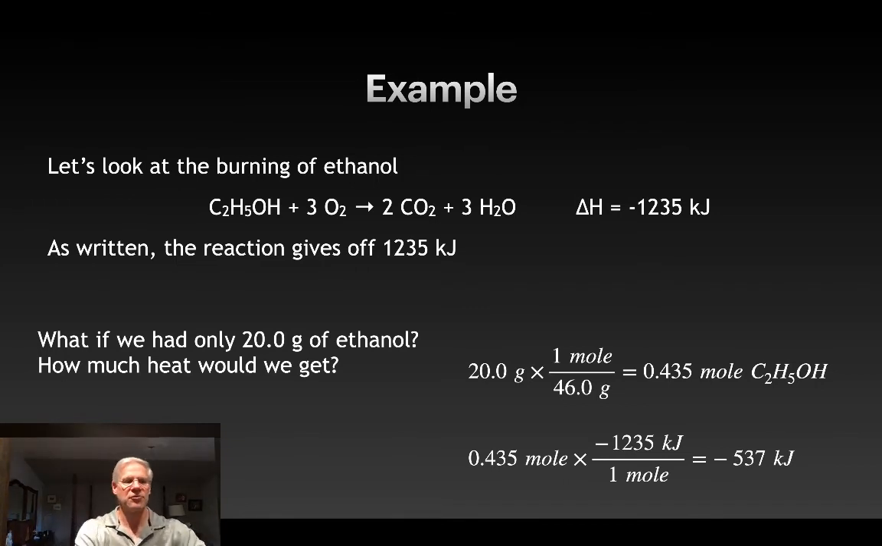For that, we use the molar mass of ethanol, and that turns out to be 46 grams. So I take my 20 grams times 1 mole per 46 grams to convert to moles. My grams cancel out here, and I'm left with 0.435 moles of ethanol. Then I know that I get 0.435 moles of ethanol in my reaction. How much heat can I get? Well, I get 1235 kilojoules of heat out for every 1 mole. So I just do the calculation so that my moles cancel, leaves me with kilojoules, and I get negative 537 kilojoules of energy if I use 20 grams.